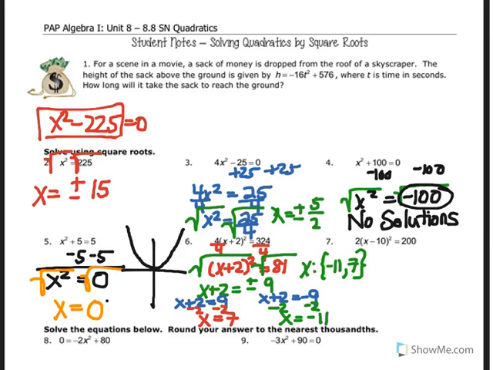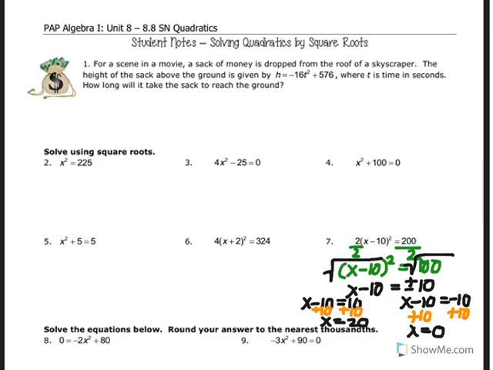Why don't you try number 7 without me? Okay? Give it a shot. Hit pause and do it. So your solution should be x is 0 and 20. Okay? And you can see my work there. I divided by 2. Then I took the square root and was left with x minus 10 equals plus or minus 10. Then I made my two little problems. x minus 10 is positive 10, x minus 10 is negative 10, and solved them out. Okay, good. Let's move on to numbers 8 and 9.